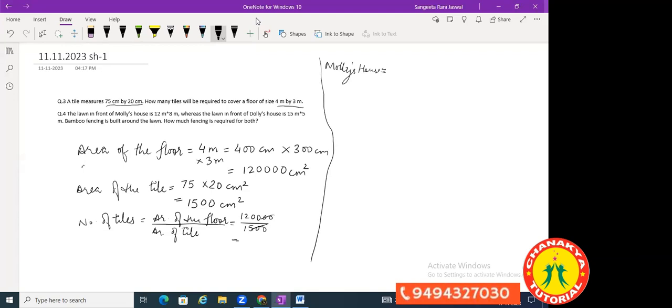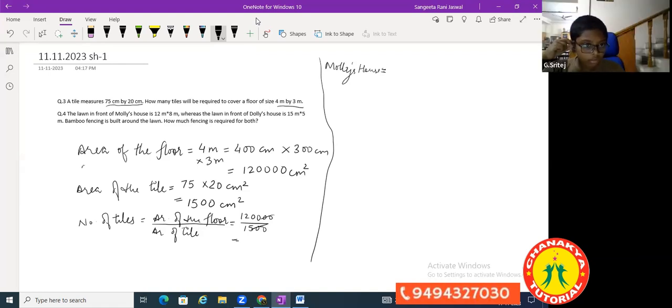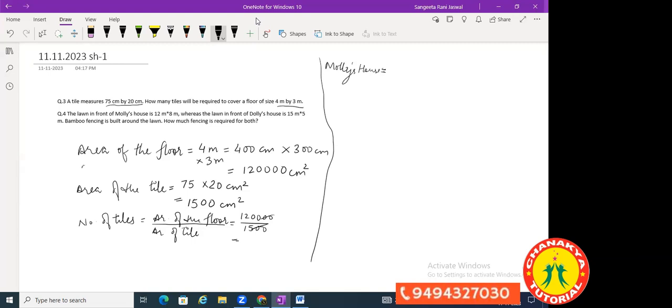Okay, tell me what is the perimeter of Molly's house? Everyone must have done this much. What is the perimeter of Molly's house? Ma'am, it's 40 meters. Molly's house, the perimeter.